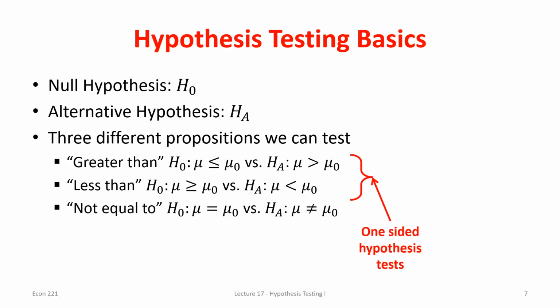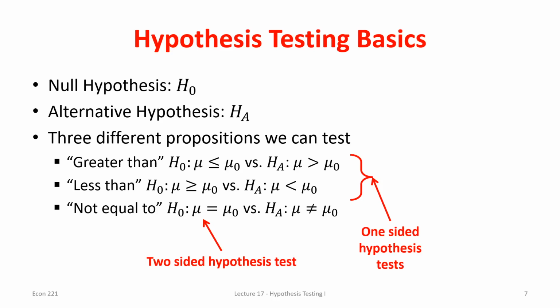So we call the first two one-sided tests and the last one a two-sided test. Because here, the only way that we can find something that goes against the null hypothesis is if we find a sample mean that is in fact above this value. Here we can only find something that goes against the null if we find something that's below this value. But here, if we see a value on either side, if I assume that the population mean is 50, well, if I see 55 or I see 45, those both go against that null.